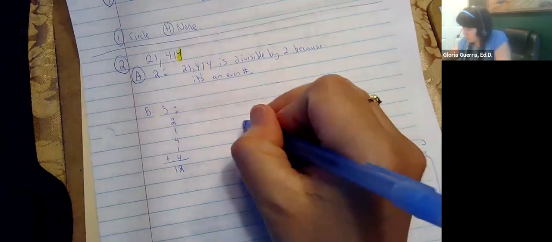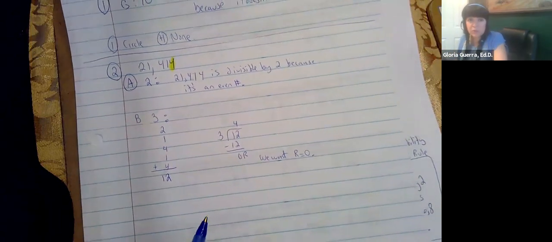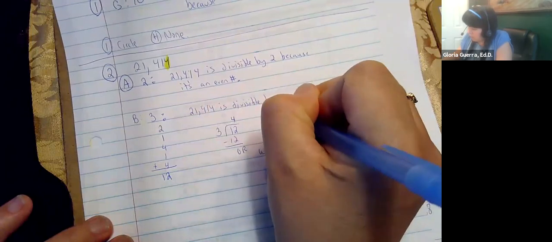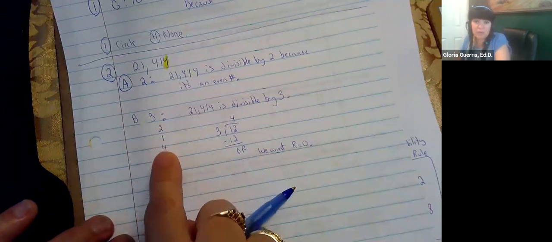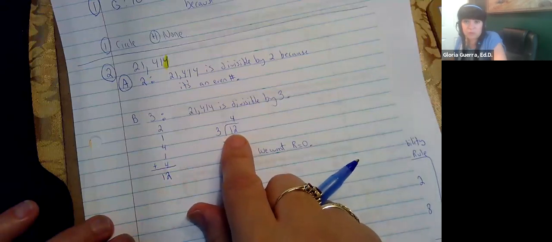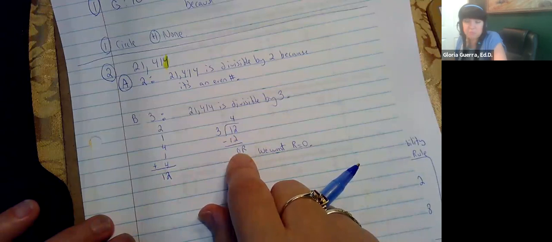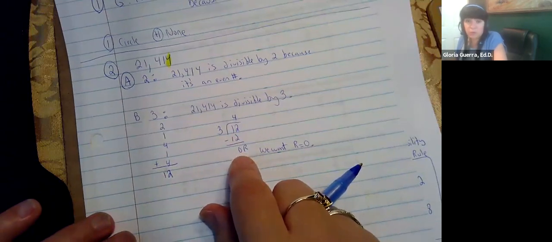Then you take that 12 and you divide it by 3. And that goes into it 4 times with an R, see your R, your remainder. That's what we want: we want R to be 0. That's a good thing. That means that 3 does go into that number. So you say 21,414 is divisible by 3. And this is your work. The rule says add up all its digits and then see if 3 will go into the sum of all its digits. And if it does, evenly with a remainder of 0, then you're done. Yes, you've already shown that here.